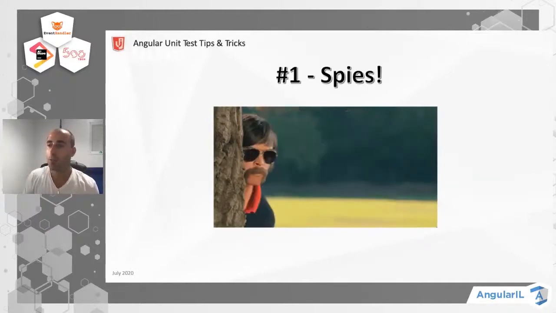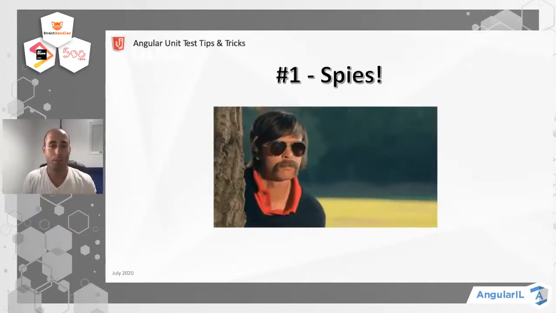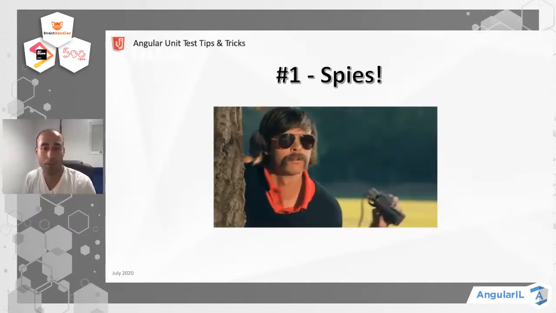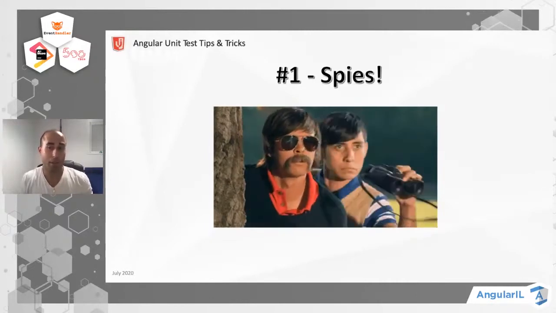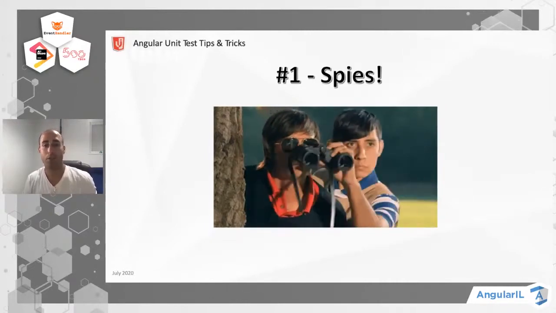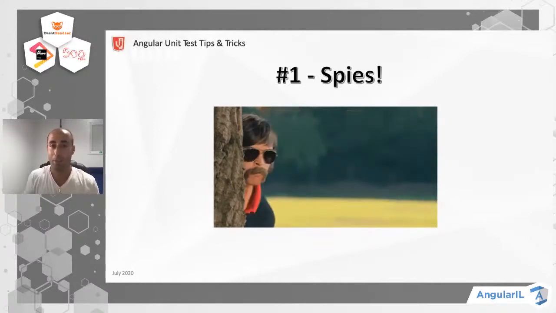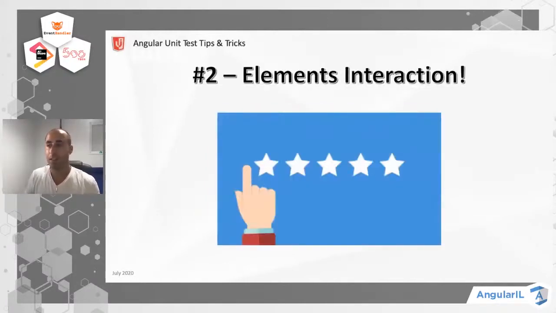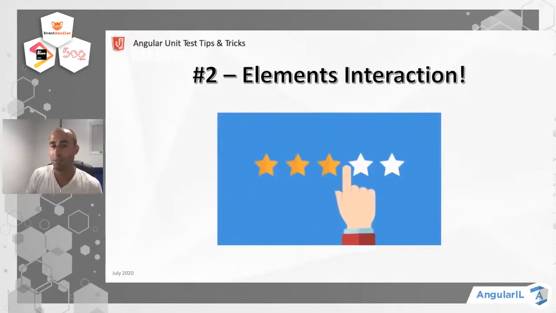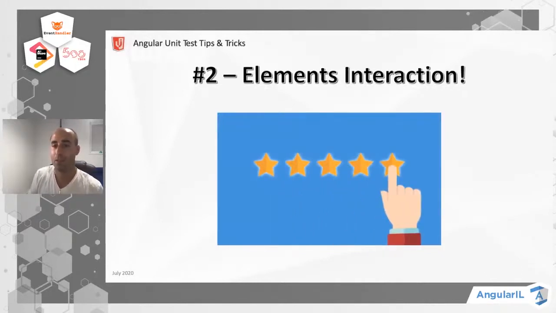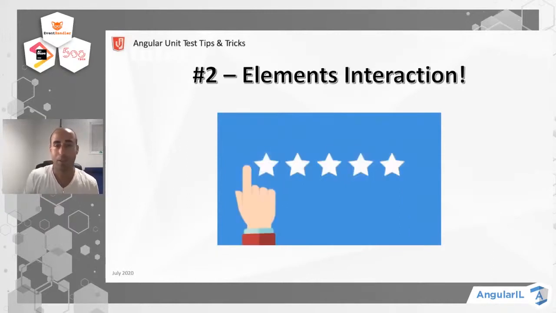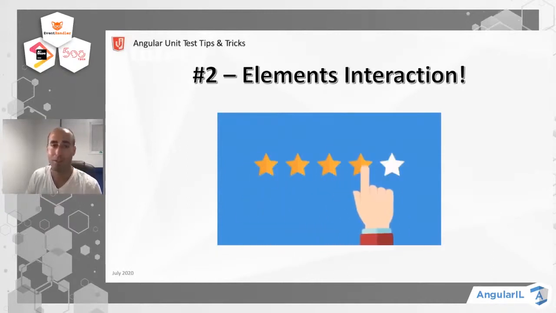We'll start to talk about spies, okay? Spies are used to track or stub functions or methods. And spies are a very easy way to check if a function was called, check its arguments, provide values, and many other things. Then we'll learn to test the elements, okay? Element interactions. So we'll check if the element renders, check its attributes, check its events, and many other things.